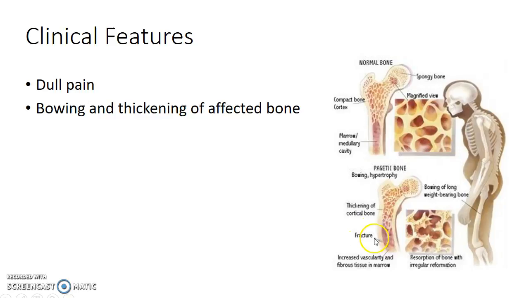In the early stages, there will be increased vascularity and fibrous tissue in the marrow. Microscopically, we can see resorption of bone with irregular reformation. Clinically, the patient presents with bowing of long weight-bearing bones.